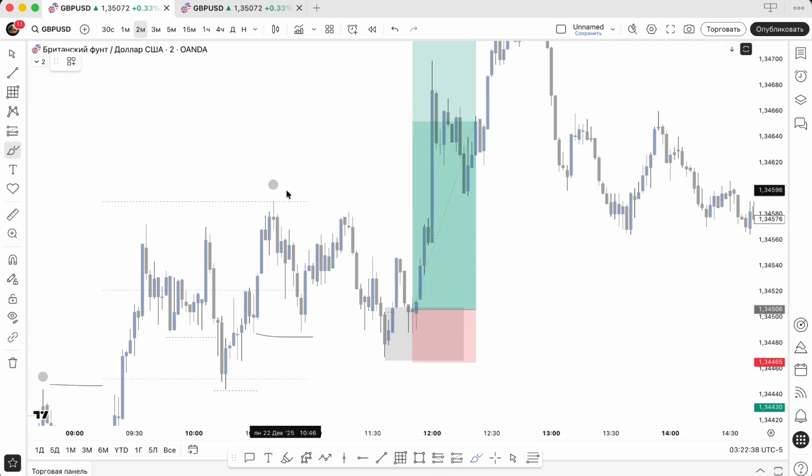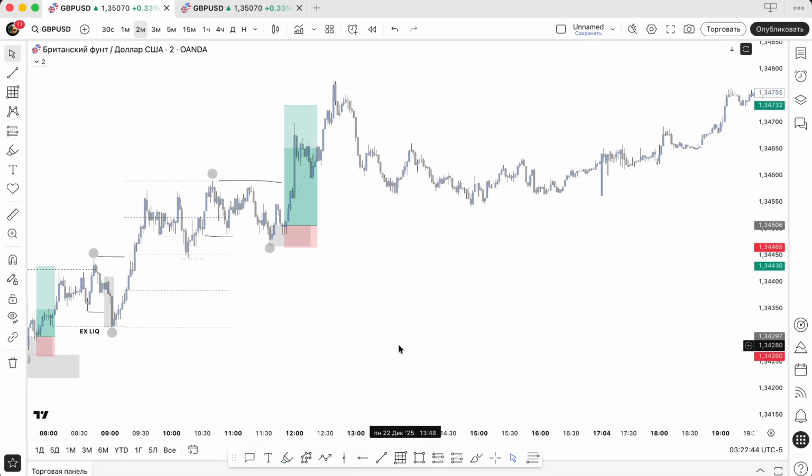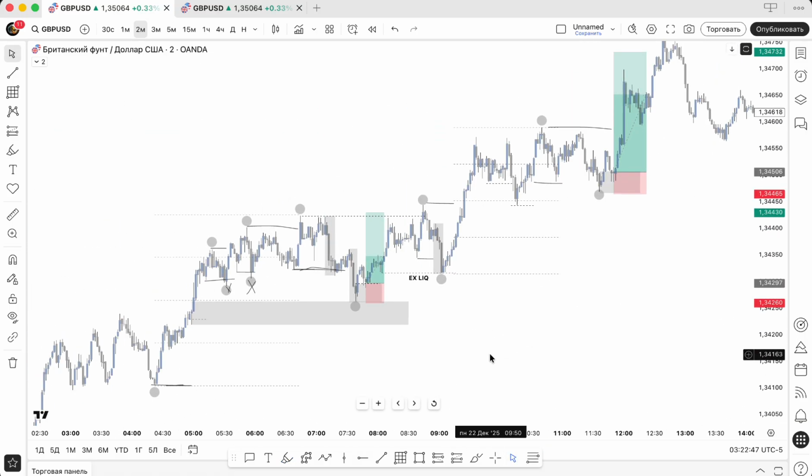That is, this is how the classic structure of my trading strategy looks with the use of a Mirage setup.